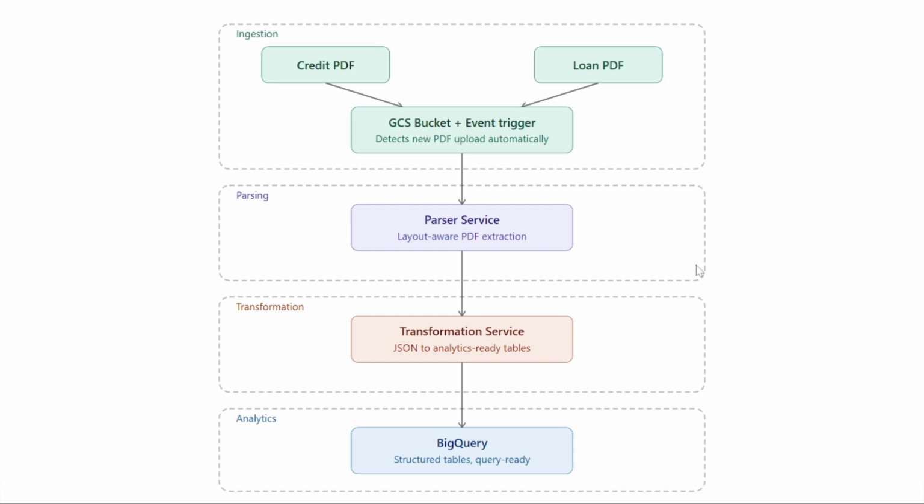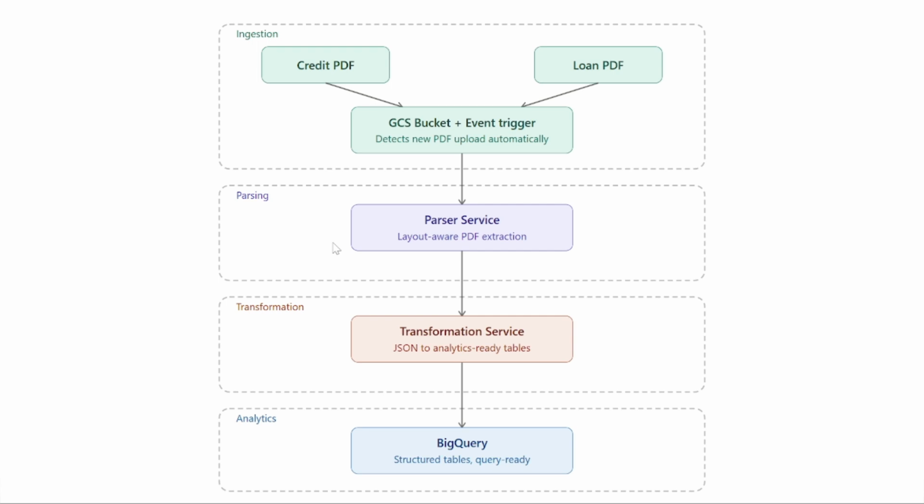So before I go into the full technical setup, let me show you the big picture in one view. Four simple stages. Ingestion at the top. This is where the PDF lands, whether it is a CIBIL report or a loan statement. It goes into a storage bucket on Google Cloud. The moment that file hits the bucket, an event fires automatically, and that event kicks off the parsing stage. This is where the heavy lifting happens. Our parser service picks up the PDF, reads its layout, the tables, sections, and the structure of the pages, and converts everything into structured JSON.